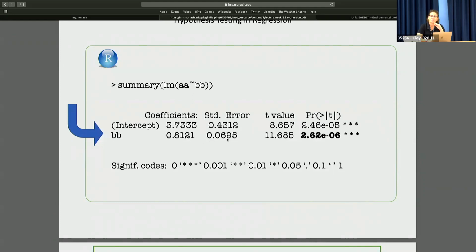Again, there's an error around that. What I really want to know is whether AA is really dependent on BB, or is it just by chance? If they're not dependent, the slope would be 0. BB can do one thing, AA can do another thing. The two are not talking to each other. So I want to know if the slope is different to 0, and this is what this is showing me: that AA significantly depends on BB, because this is tiny, much smaller than 0.05.